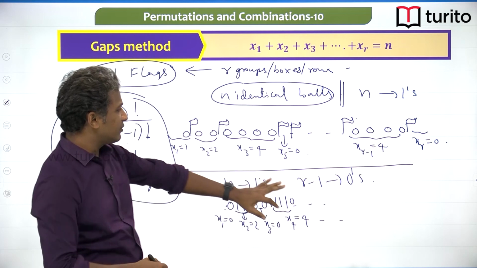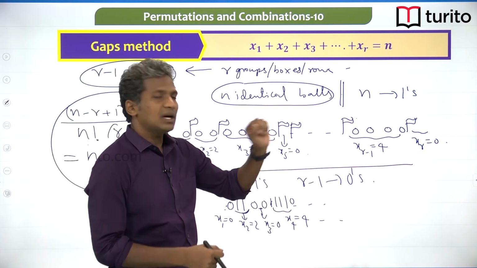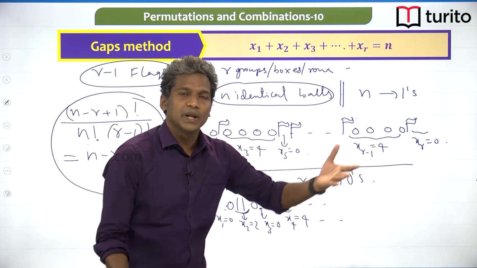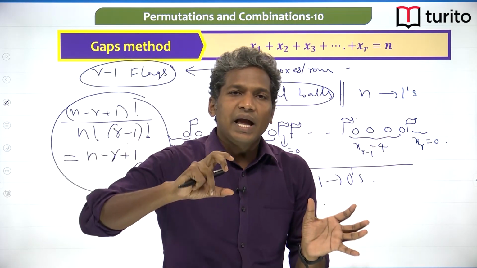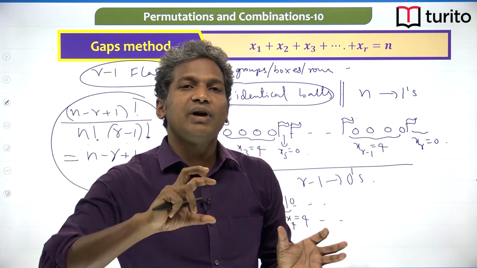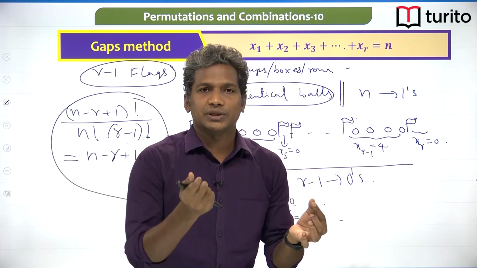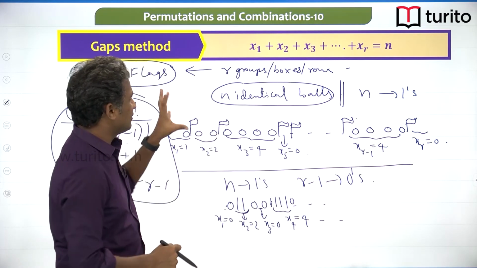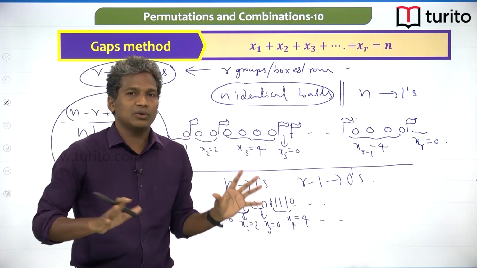So this is also equivalent to arranging n ones and r minus 1 zeros, because you know that the sum of all of them should be n. You are basically dividing n ones into r groups. This way also you can understand it. So this is basically the flags method, gaps method, sticks method, all of it.